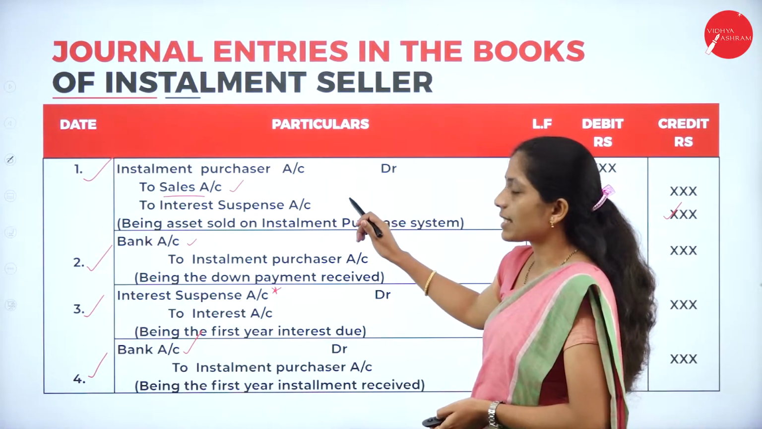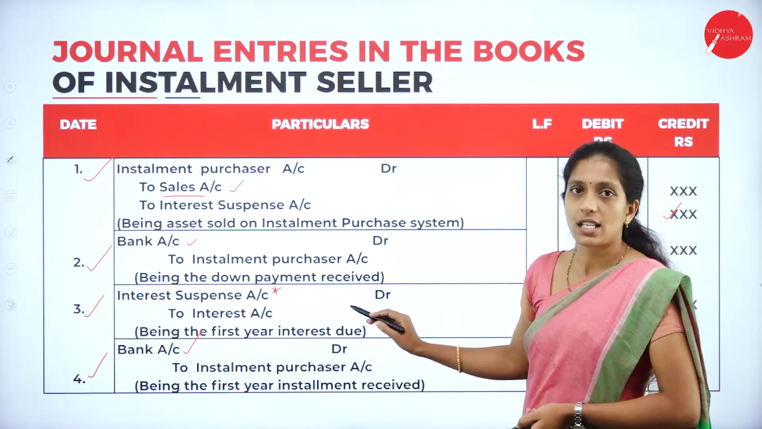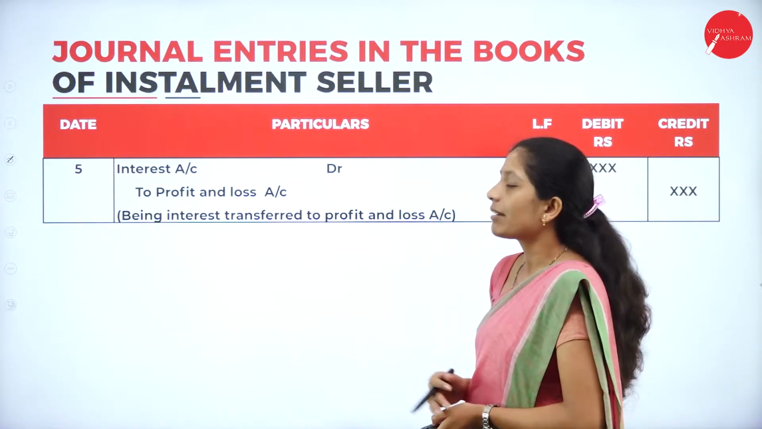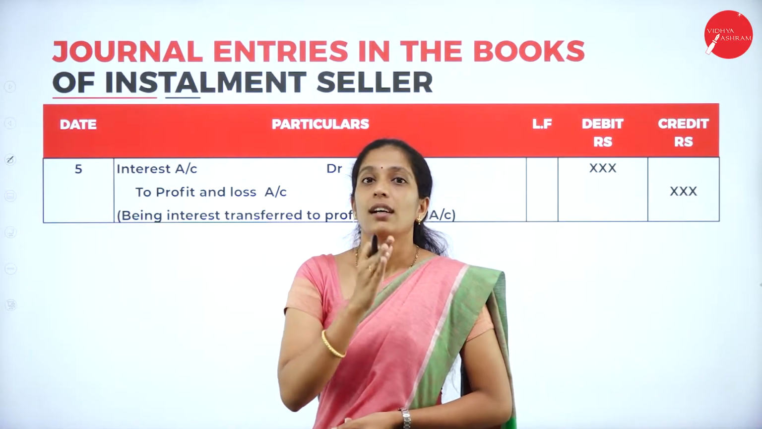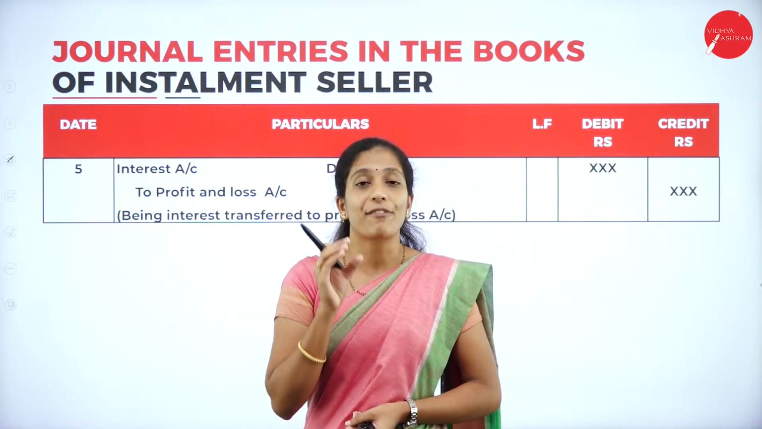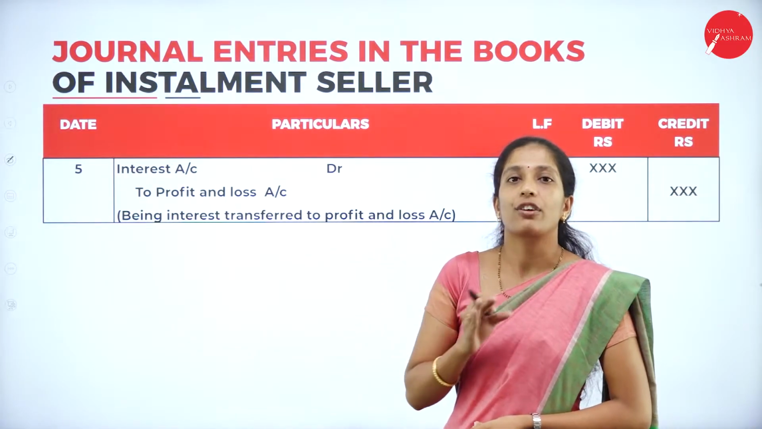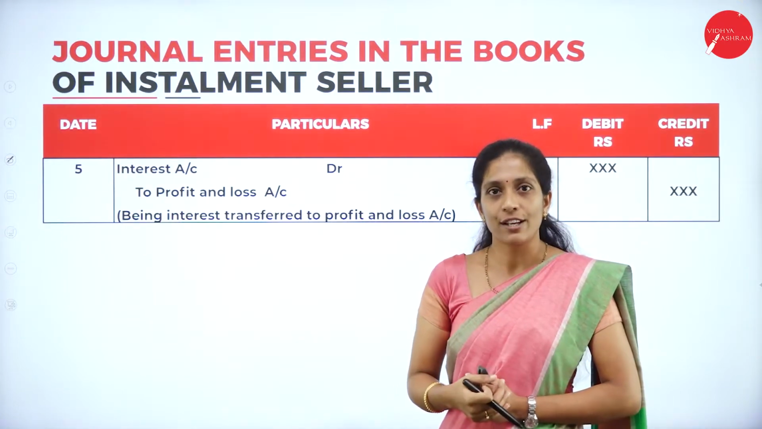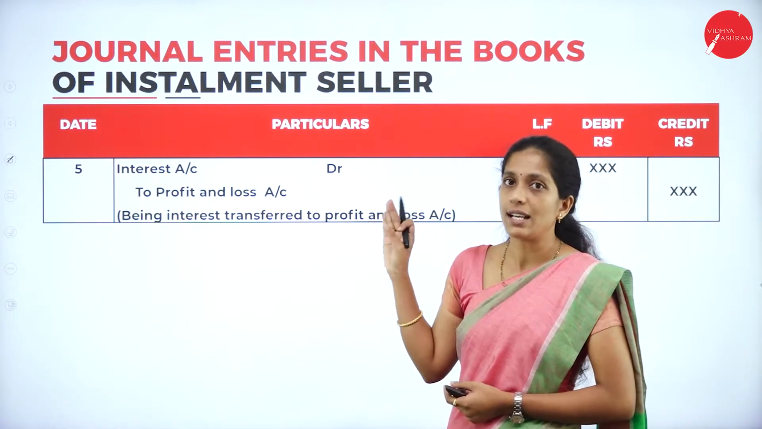So the first entry is for selling of the asset, the second entry is for receiving the down payment, the third entry is for interest due, the fourth entry is for installment received, and the fifth entry is for transferring that interest to profit and loss account. Whereas in the hire purchaser or installment purchaser account, you have to record an entry for depreciation. In the installment seller account, you are not going to record an entry for depreciation because the asset has already been sold. So the installment purchaser will charge the depreciation, not the seller.